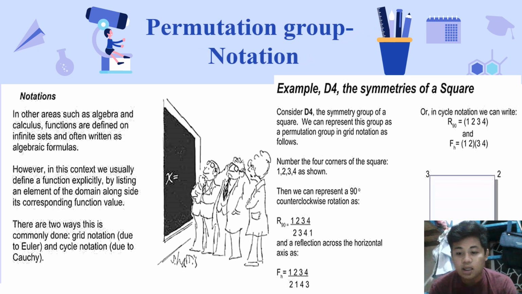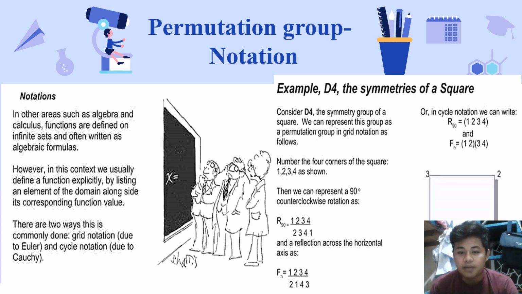So let's proceed again. Permutation group notation. In other areas such as algebra and calculus, functions are defined on infinite sets and often written as algebraic formulas. However, in this context, we usually define a function explicitly by listing each element of the domain alongside its corresponding function value. So these are the two ways commonly done: grid notation due to Euler and cycle notation due to Cauchy.